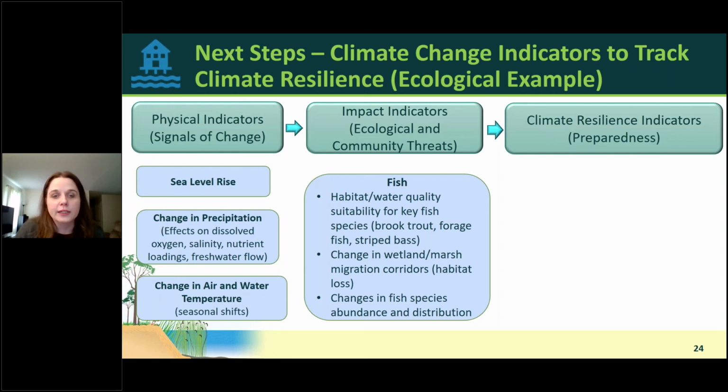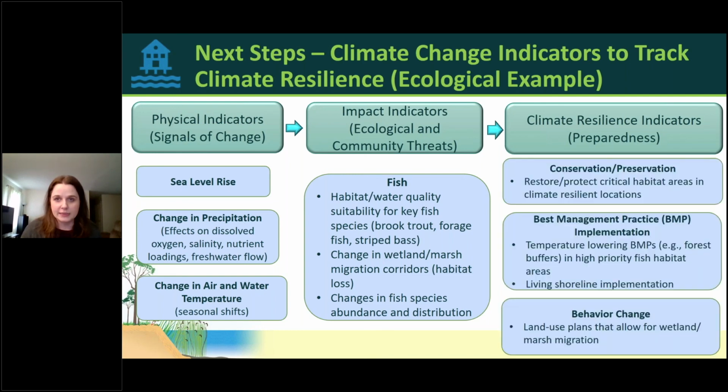And then we're also looking at changes in fish species abundance and distribution, where because of the increases in temperature and the increases in water temperature, we could actually exceed certain thresholds that are important to certain species of fish, like striped bass. We may not see striped bass migrating into the Chesapeake Bay area in a future climate scenario. So we're looking into these impacts.